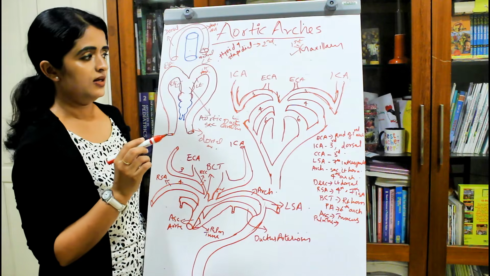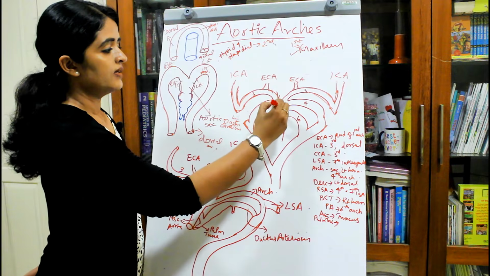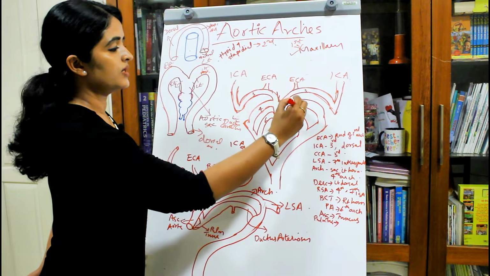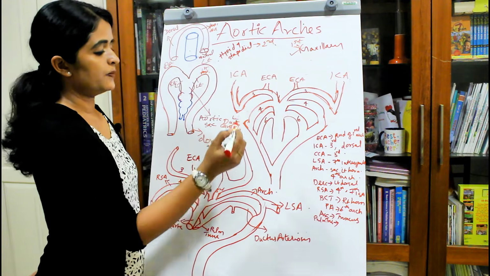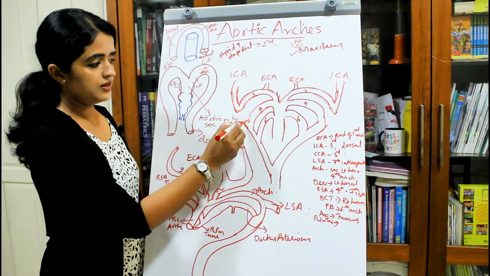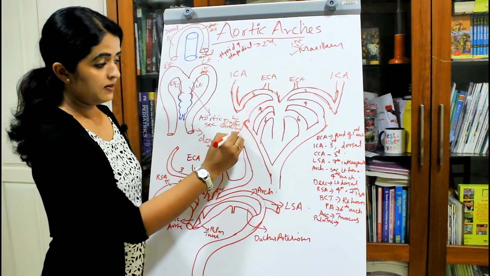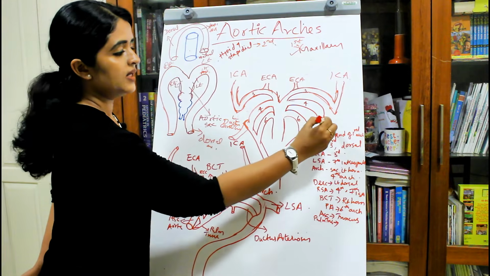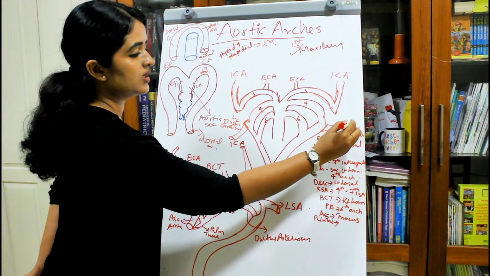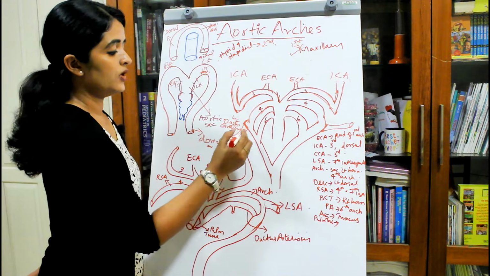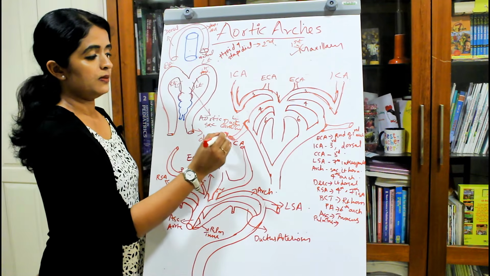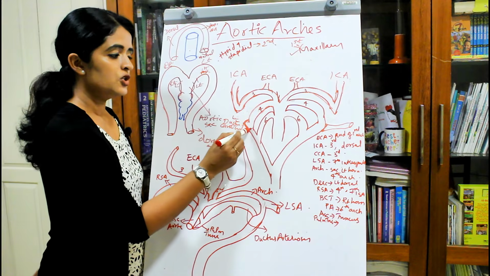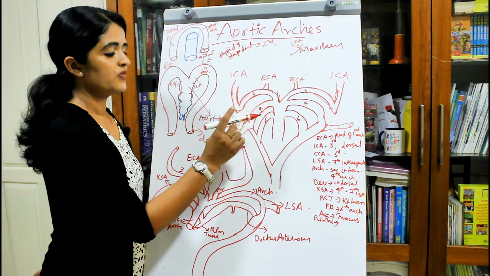Now what you have to see is, you have the fourth arch. This is the fourth arch on the right side and this is the fourth arch on the left side. Now you can see that there is a seventh intersegmental artery getting connected onto the fourth arch. What do you call this? The seventh intersegmental artery. The seventh intersegmental artery is getting connected to the dorsal aorta, which is in continuation with the fourth arch.